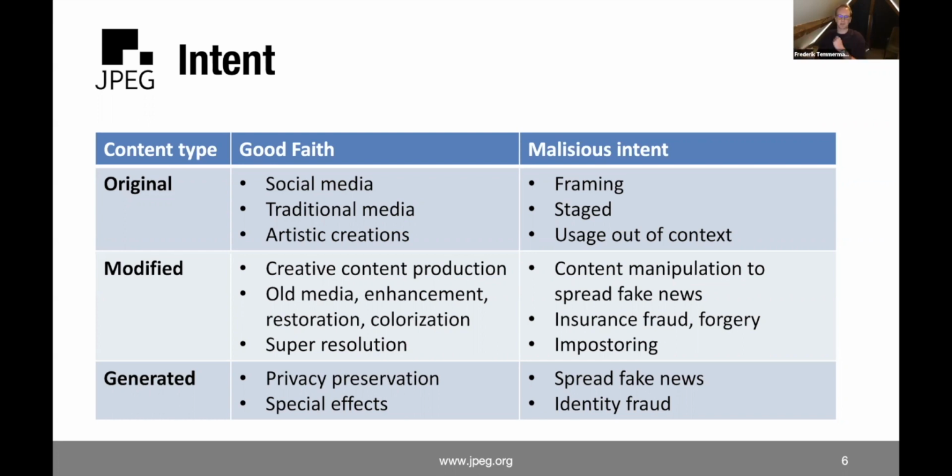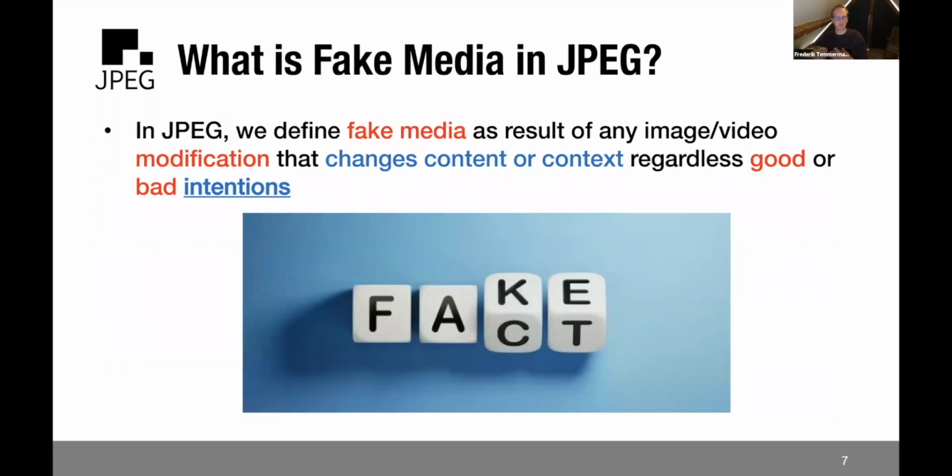And all of this summarizes a little bit the use cases that we have. And the reason why I think it's important to stress this is to make very clear that although the name of the initiative is fake media, it's not only about the malicious intent use cases, but it's about the whole picture, both the good faith and malicious intent use cases that we're targeting. So in general, if we talk about fake media in context of this initiative, what we mean is the result of any image or video, any media modification that changes the content or the context, regardless of the intentions.